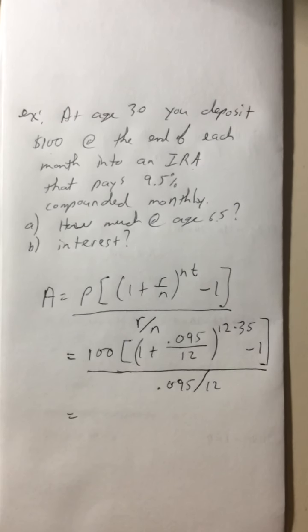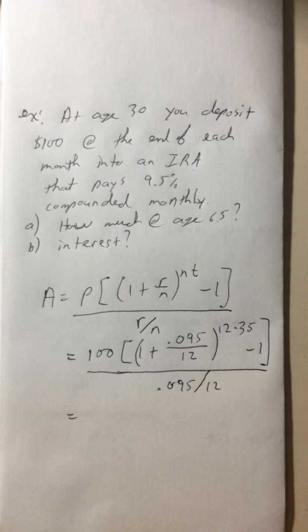So we got 0.095 divided by 12 plus 1 equals, and we'll raise this to the 12 times 35 power. And that gives us 27.4374. Minus 1 is 26.4374.